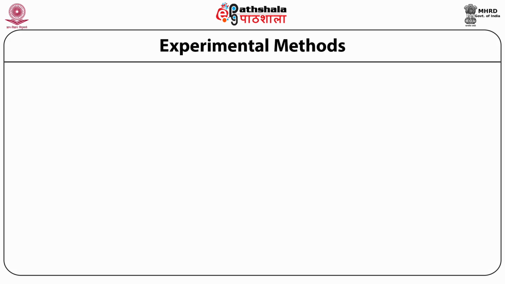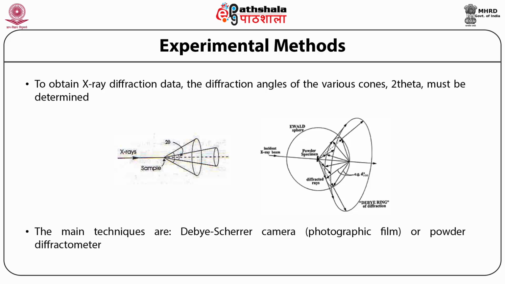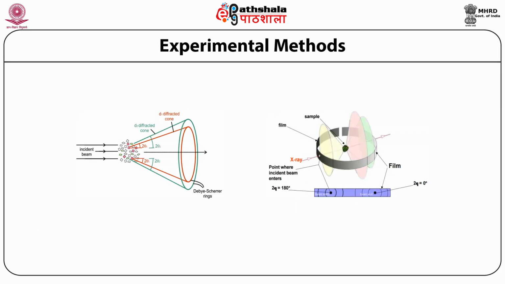Let's see the experimental methods in X-ray powder diffraction. To obtain X-ray diffraction data, the diffraction angles of the various cones, 2 theta, must be determined. The main techniques that are used are the Debye-Scherrer camera, which uses a photographic film, or we can use a powder diffractometer. This figure shows one plane in the given HKL set and the diffracted beams formed.